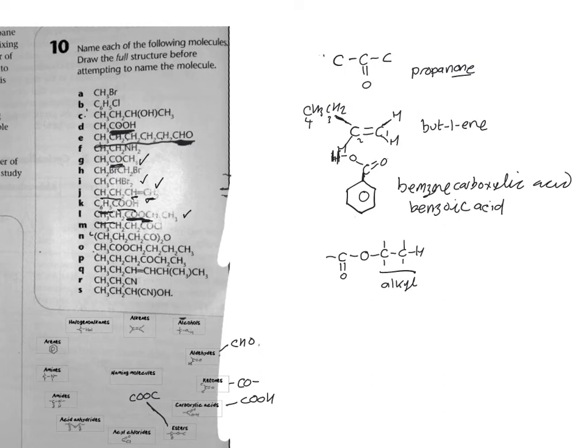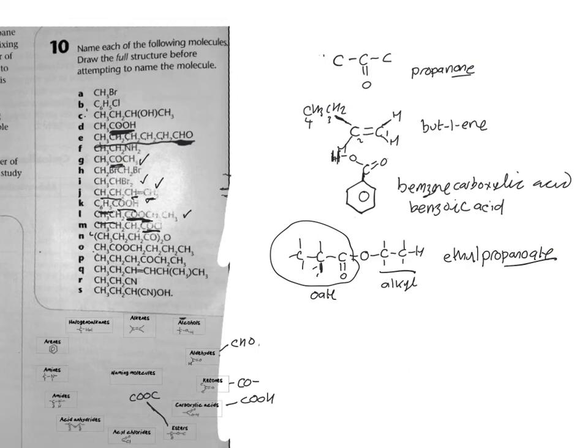Here it's CH3, CH2, C double bond O. And this bit is the acid part, the bit that's come from the carboxylic acid. So the stem of this is 2, so that would be ethyl, and this part here has got 3 carbons, so that would be propanoate, and it's an ester, ethyl propanoate.